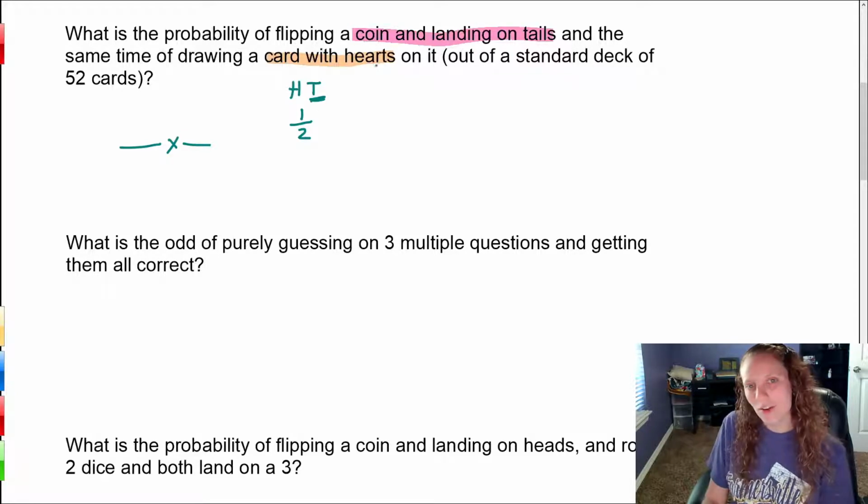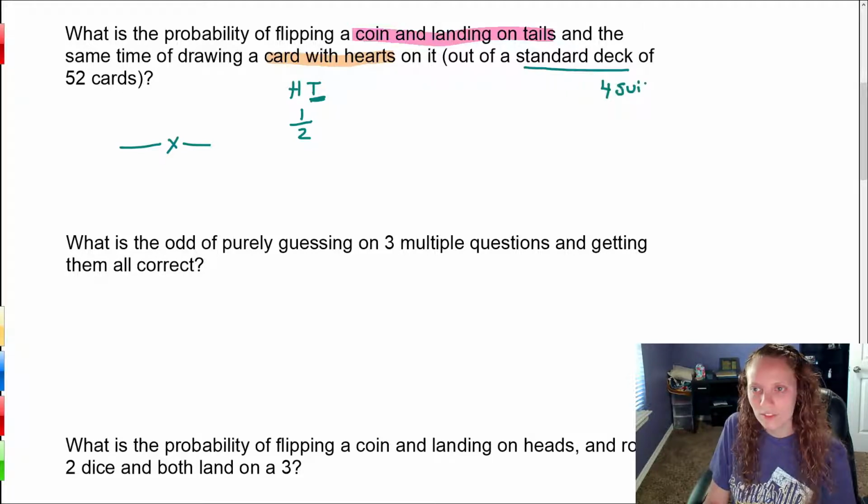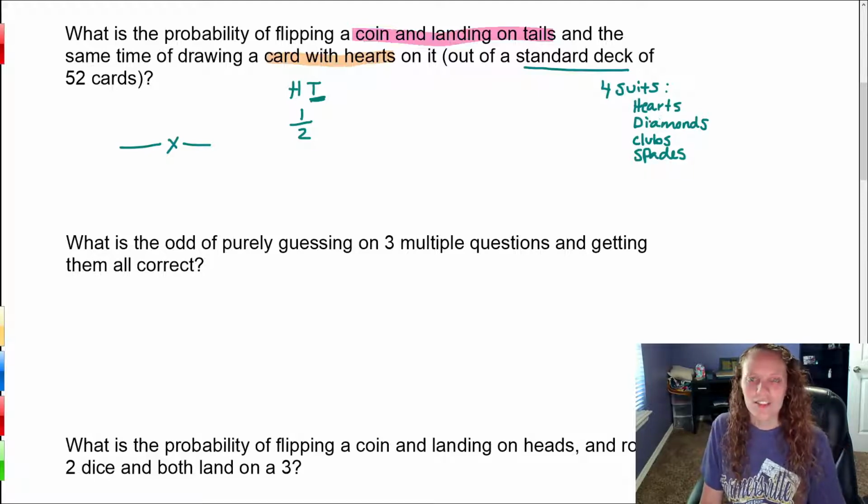And then we need to know a little bit about a deck of cards. It's a standard deck from what the word problem tells us. On the standard deck, we have 4 different suits. Of those 4 suits, we have hearts, diamonds, clubs, and spades. Each of these suits has the same amount of cards in it, 13, and we want to know the odds of drawing a card with hearts on it.